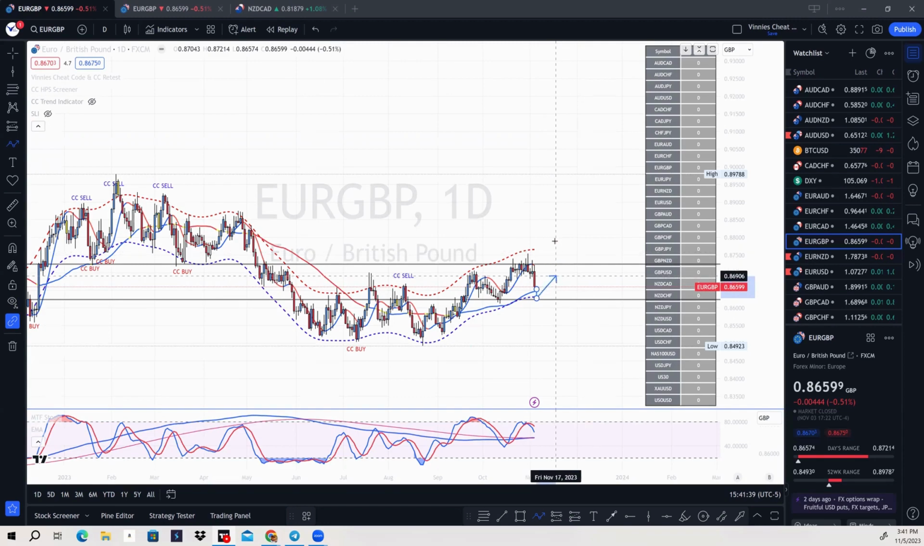Price could come down here and then push up to continue higher. Okay, that's one scenario. Or price could break this demand area here, pull back, and then continue lower. Okay, so those are two scenarios we have with Euro GBP, but we will see what happens this upcoming week.